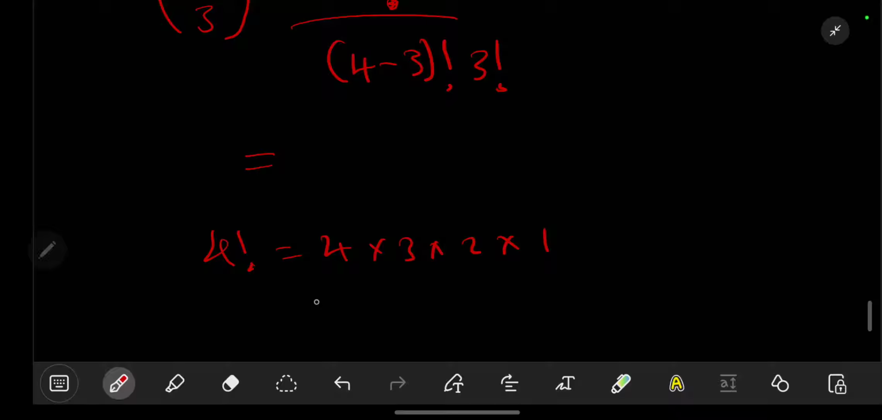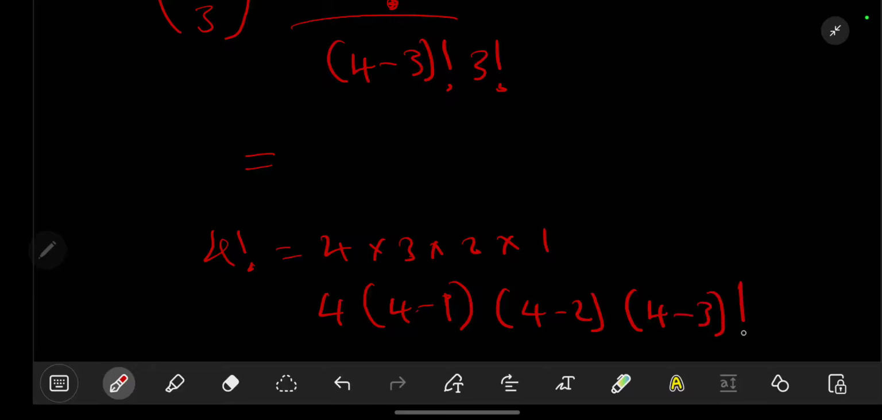Now what is this? This 4 is 4 times, where there is 3, we are going to put 4 minus 1. 4 minus 1, that's 3. Then 2 is 4 minus 2, that's 2. Then we have 4 minus 3, then factorial if they are continuing. So that is how we are going to do it. So you can agree with me that even if I was to say 1 factorial, it is still just 1. So that is how come we have that.